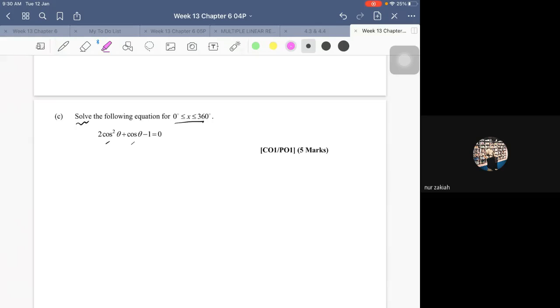Okay, and then kita tengok pula kita punya angle. So angle pun tak ada masalah. So dia bukan dalam bentuk double angle, dia bukan dalam bentuk half angle. So dia dalam bentuk theta, so it should be fine. Okay, maknanya kita tak payah ubah apa-apa, tak payah pakai property. So we are good to start solving this question.